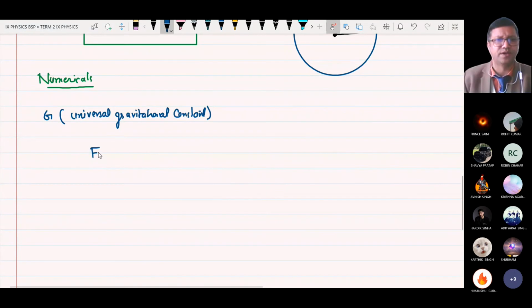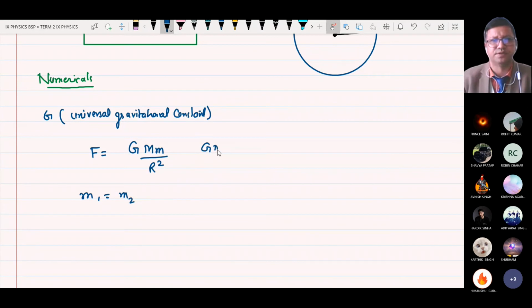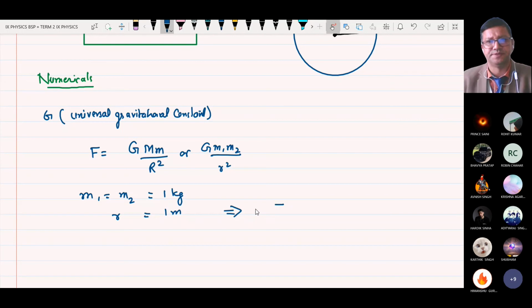अब आपके पास फार्मूला क्या है? F इज इक्वल टू G m1 m2 अपॉन r स्क्वेयर. मान लेते हैं ये दोनों m1 m2 जो हैं, ये फार्मूला है हमारे पास. So if this is equal to 1, मतलब यूनिट मास, and distance is also equal to 1 metre, so under this condition what happens? G is equal to F. सही है?